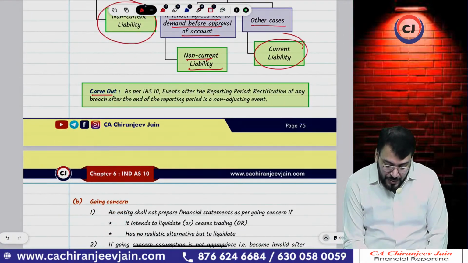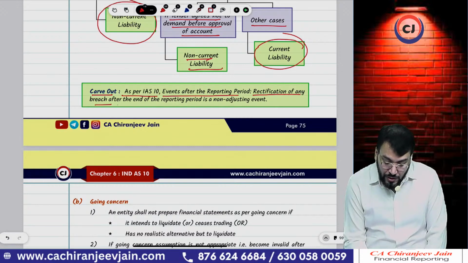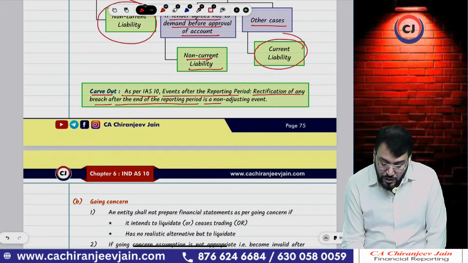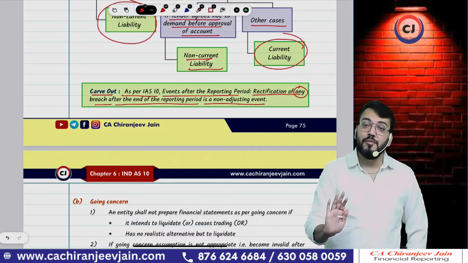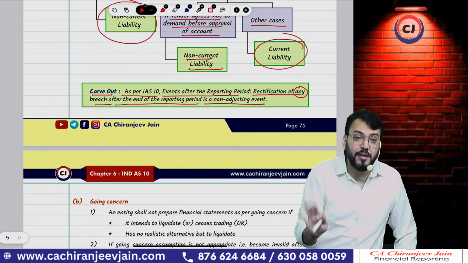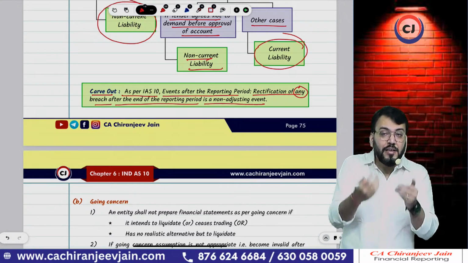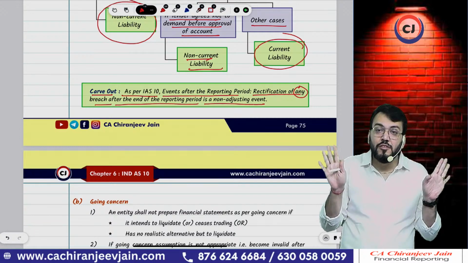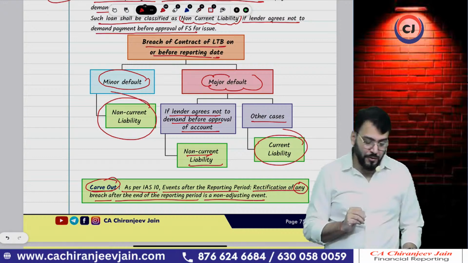Then one carve out I have given as per IAS 10: even after the reporting date, rectification of any breach after the end of the reporting period is a non-adjusting event. Rectification of any means what? Any, whether material or immaterial. Means internationally they have not said minor or major default. For any breach, they say it is a non-adjusting event. Okay? This is the carve out.